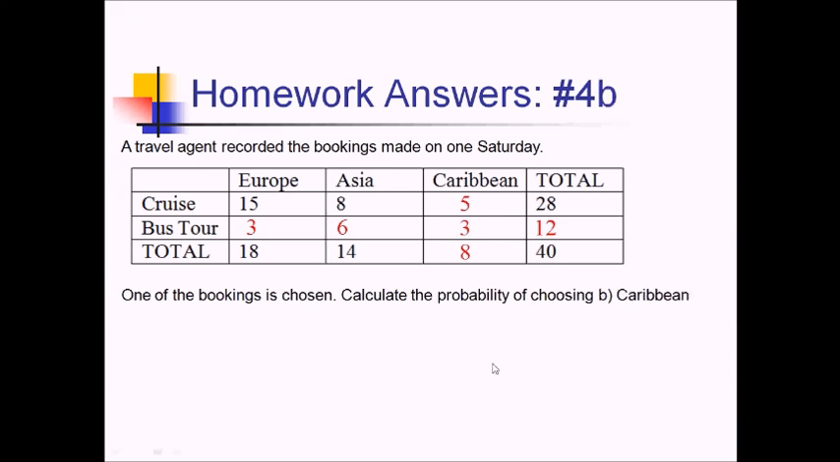For part B on this question, we want to know the probability of choosing the Caribbean out of all the bookings. So again, 40 is our denominator, and we're just looking at the Caribbean total. 8 out of 40 is that probability, so that's going to be 0.2.